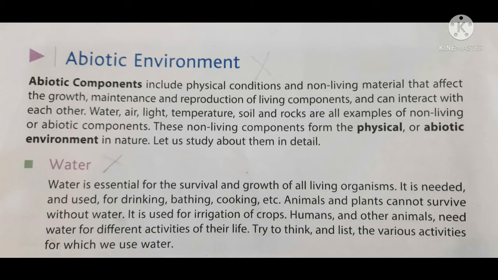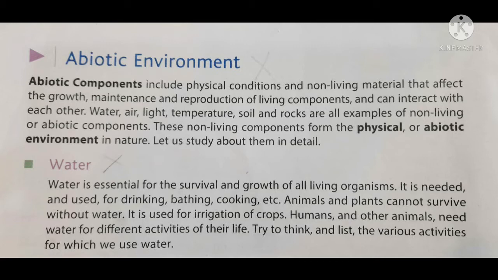First example of abiotic components is water. Water is essential for the survival and growth of all living organisms. It is needed and used for drinking, bathing, cooking, etc. All animals and plants cannot survive without water. It is used for irrigation of crops. Humans and other animals need water for different activities of their life.